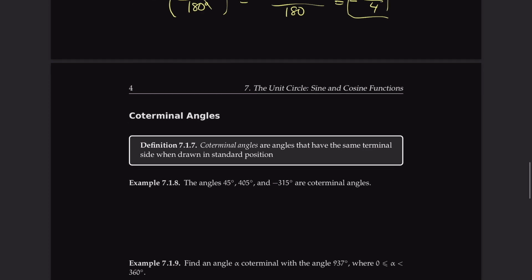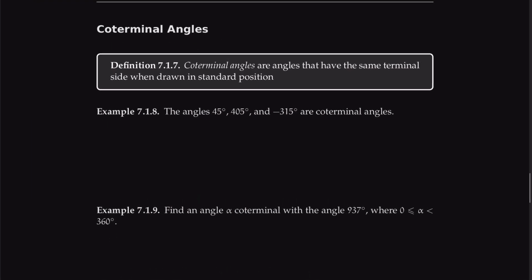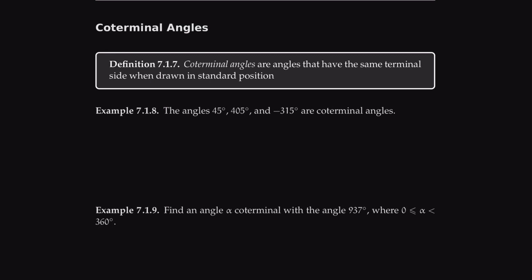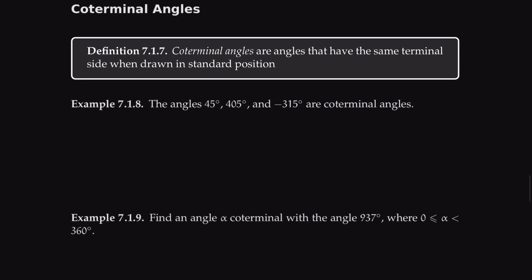Next, we'll be going through this idea of coterminal angles. So two angles are going to be considered coterminal angles if they land in the same place when you draw them in standard position. So for example, we could have the angle of 45 degrees, which puts us right about here, right? We start on the positive x-axis and then we go 45 degrees up to the terminal side there.